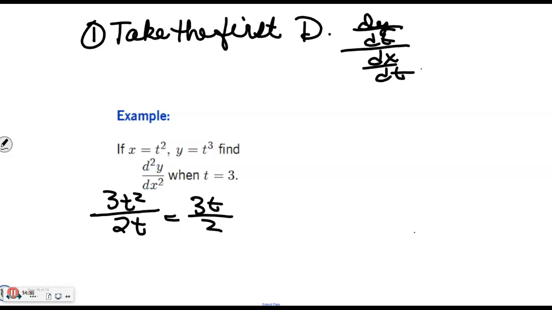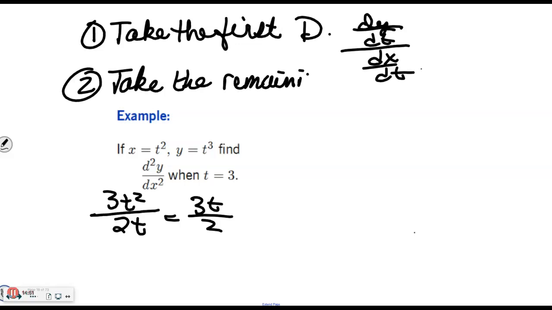Kids who don't pay attention would say, well, the derivative of that is 3/2, and they just take the second derivative. So make sure you take the remaining derivative. I'm just going to put d, derivative with respect to t, so I don't have to write out the remaining derivative with respect to t.